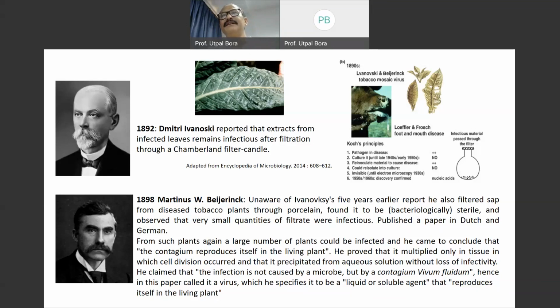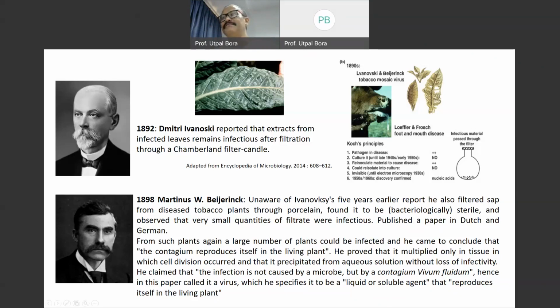And he actually used the filtrate, not the residue, to reinfect plants, and he could see the symptoms. So he proved that it multiplied only in tissue in which cell division occurred. So for this particular infectious agent to multiply, you have to infect it into a live and active area of the plant.